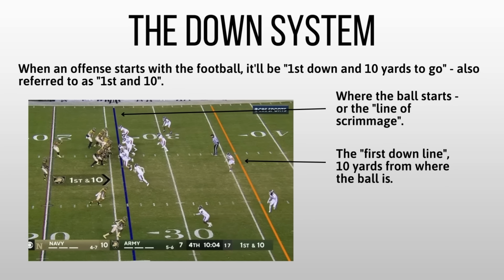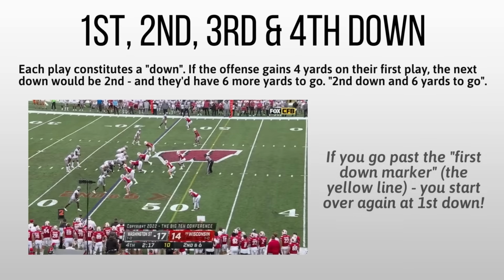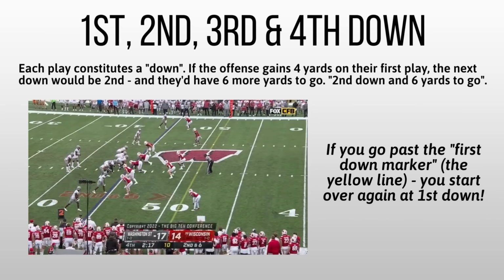yards to go. Now, before we dive into the nuances there, just a couple key terms. You'll see the blue line on your screen refers to what's called the line of scrimmage, or where the play starts. The orange line that you see on the screen is the first down line. So each play constitutes a down. If the offense gains 4 yards on their first play when it was first down and 10 yards to go, the next down would be second down, and there would be 6 yards to go to the first down marker.